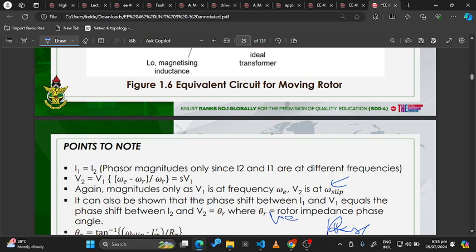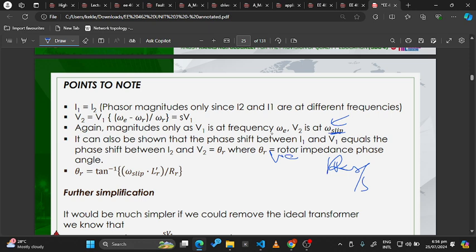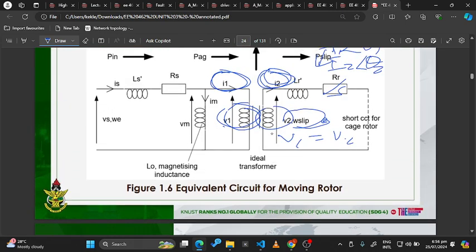So again, only the magnitude is the same: I1 is at a frequency of omega_e, V2 is at omega_slip. I've already explained that. It can also be shown that the phase shift between I1 and V1, let's call it theta_s, is equal to the angle between I2 and V2, let's call it theta_r. This angle is the power factor angle.